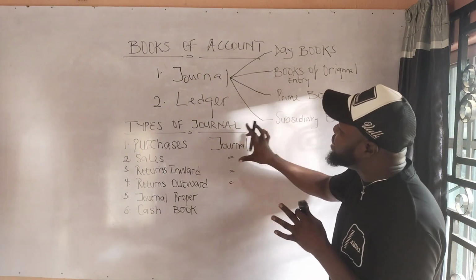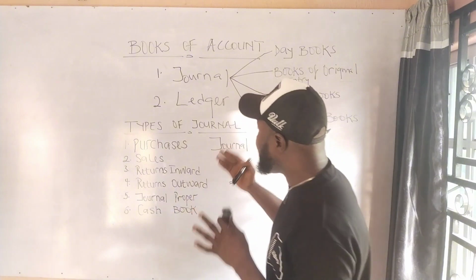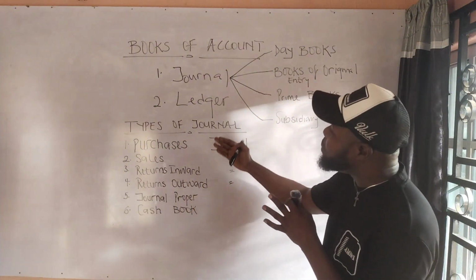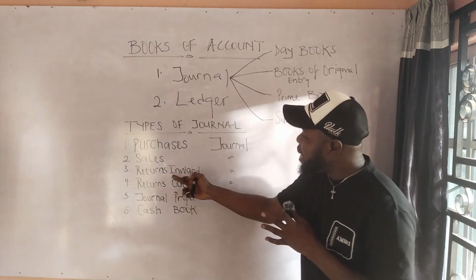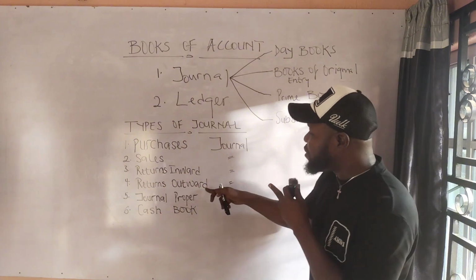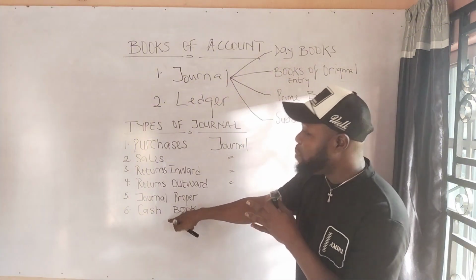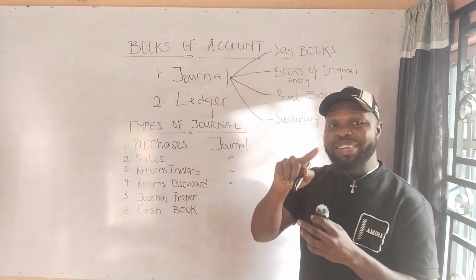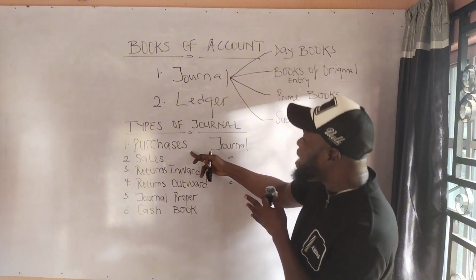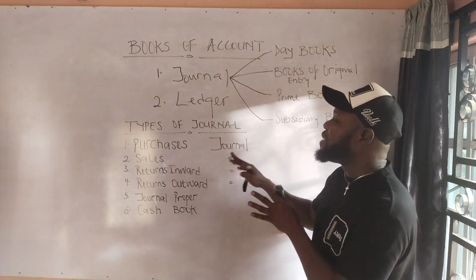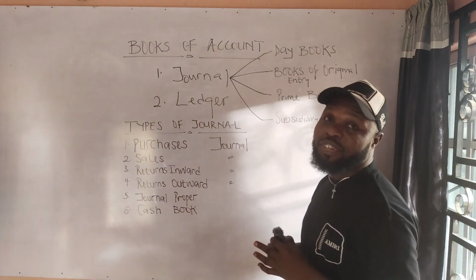Now, there are also different types of journal, and that is exactly where we are going. We have purchases journal, we have sales journal, we have returns inward journal, we have returns outward journal, we have journal proper, and we have cash book. In the next video, I will be explaining what each of these types of journal really means in accounts. Please watch out for the next video.